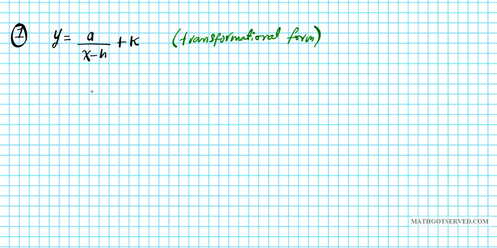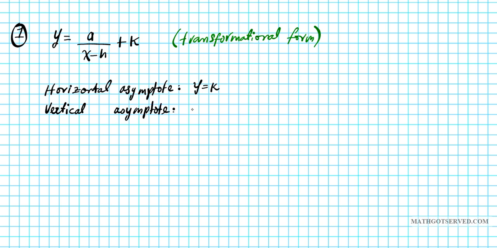Now, some pieces of information about this. Just looking at this form, you can easily tell what the horizontal asymptote is. The horizontal asymptote is the line y equals k. And the vertical asymptote is the vertical line x equals h.